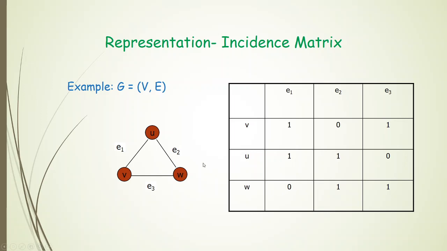Another, E sub 2 is incident to both vertices U and W. So U E2 is 1 and W E2 is also 1. E2 is not incident to V, therefore V E2 is 0. Same with this. So this is now your incidence matrix. You can actually recover the graph by just looking at the incidence matrix.